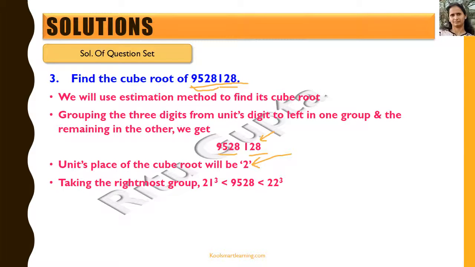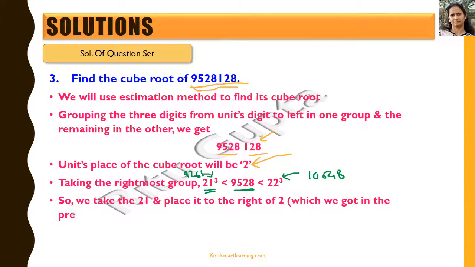Now we take the leftmost group, which is 9528. We know that it lies between the cube of 21, which is 9261, and 22 cube, which is 10648. So now since this lies between these two, we'll take the smaller of these numbers, which is 21, and place it to the left of 2, which we got in the previous step. So the final cube root of this given number is 212.